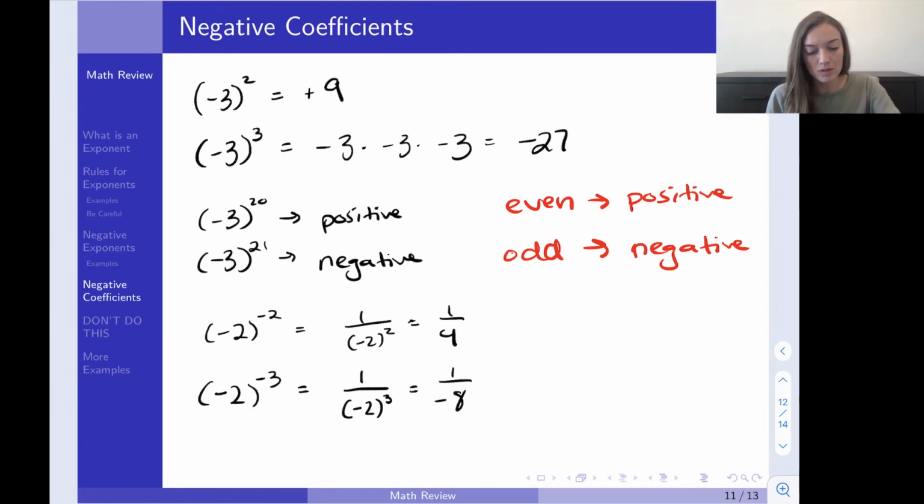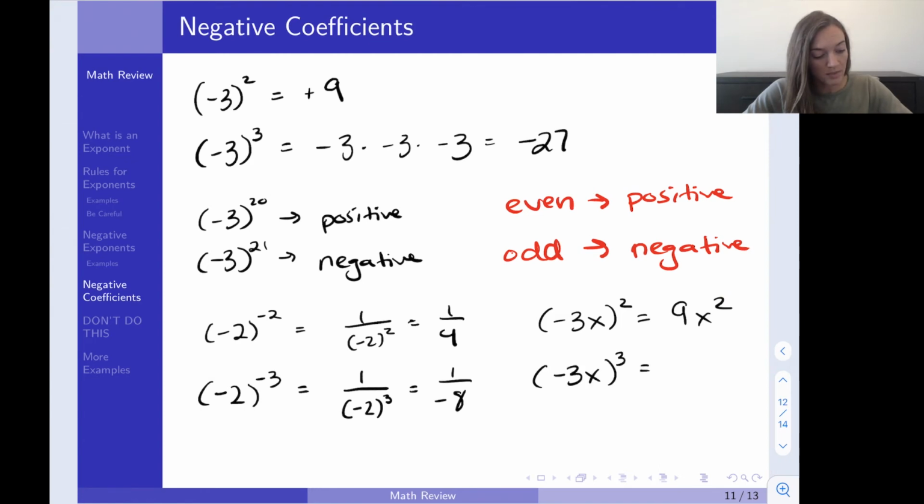And obviously the same is true also if we added in some variables. So if I had negative 3 times x squared, that's going to give me positive 9x squared. If I had negative 3x cubed, that would give me negative 27x cubed.